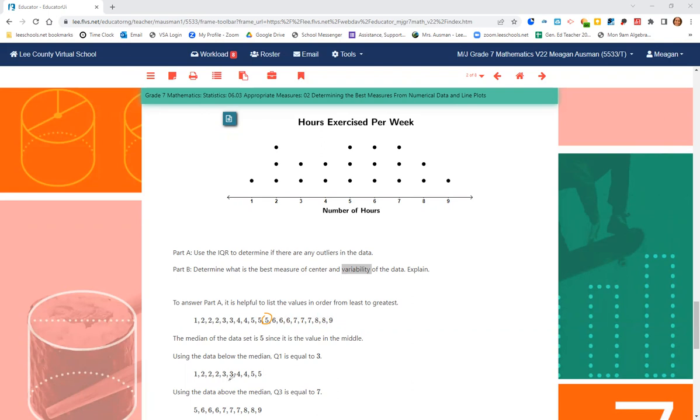And then, using the data below the median, okay? So this is that bottom half. This is that Q1. Now we find the median of that part. So we find that the Q1 is 3, the median is 5, and then we can do the Q3 with the upper half of the data. And we find that that's 7.